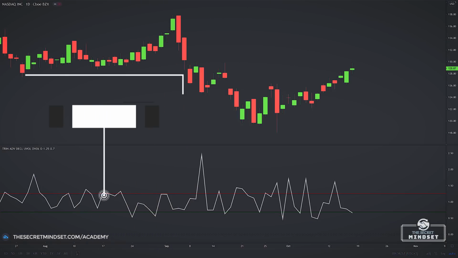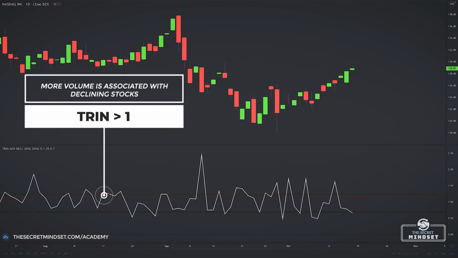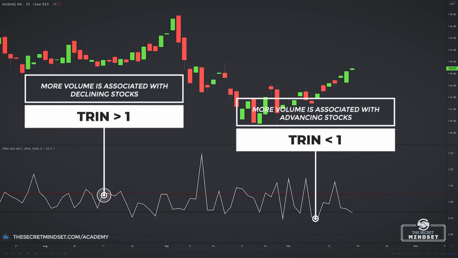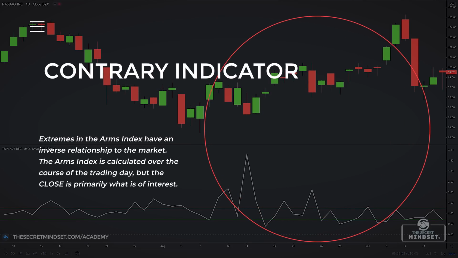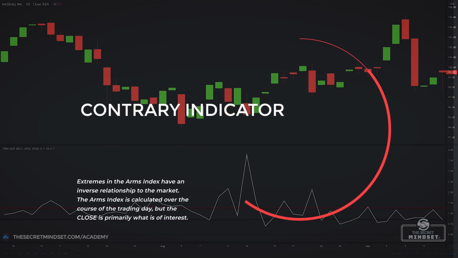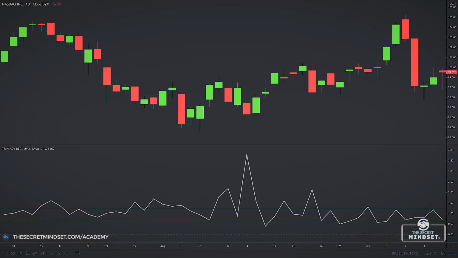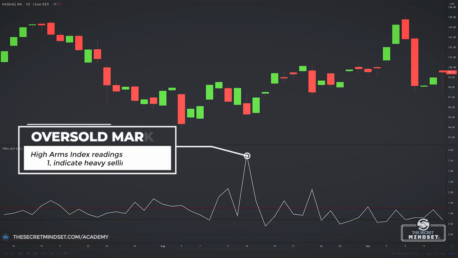If more volume is associated with declining stocks on any given day, that day's ARMS index will wind up being above 1. If more volume is associated with advancing stocks than declining stocks, the ARMS index will register under 1 at the close. The ARMS index is calculated over the course of the trading day, but the close is primarily what is of interest. Extremes in the ARMS index have an inverse relationship to the market. High ARMS index readings, well above 1, indicate heavy selling pressure.